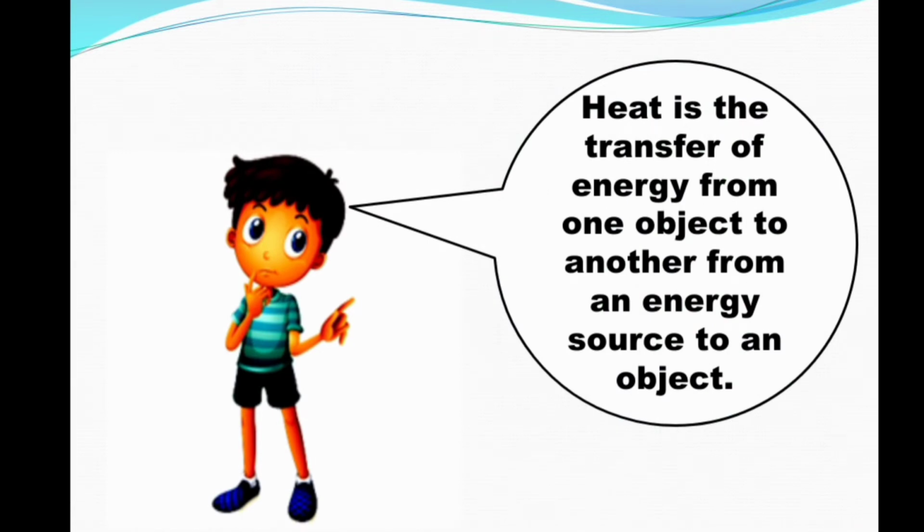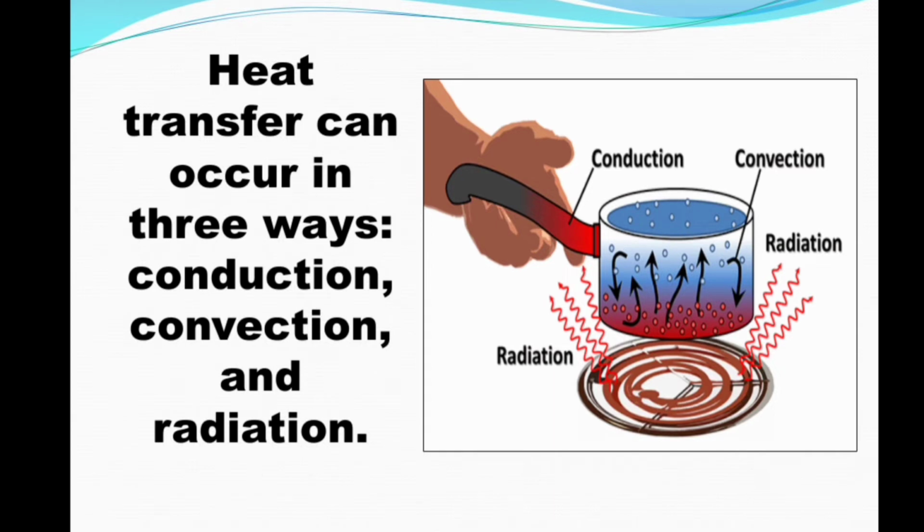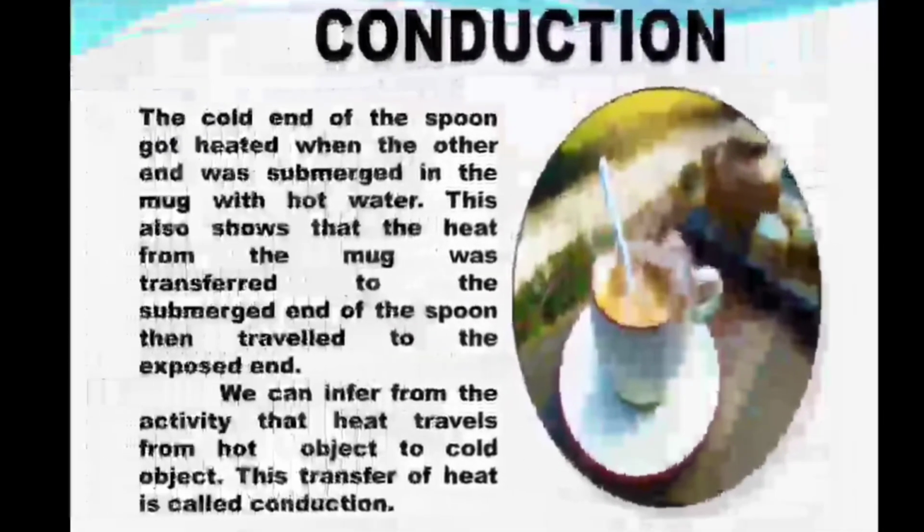Heat is the transfer of energy from one object to another, from an energy source to an object. Heat transfer can occur in three ways: conduction, convection, and radiation. The cold end of the spoon got heated when the other end was submerged in the mug with hot water. This also shows that the heat from the mug was transferred to the submerged end of the spoon, then traveled to the exposed end. We can infer from the activity that heat travels from hot object to cold object. This transfer of heat is called conduction.